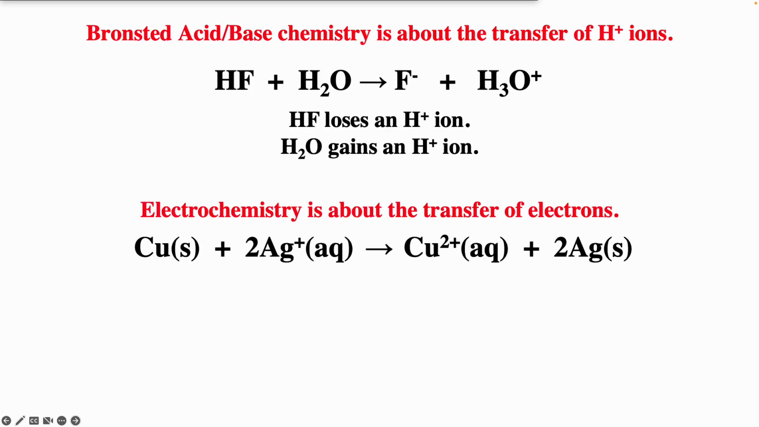And so in Bronsted acid-base theory, it was all about the transfer of hydrogen ions. Whatever lost the hydrogen ion was the acid. Whatever gained the hydrogen ion was the base. Electrochemistry is about the transfer of electrons.